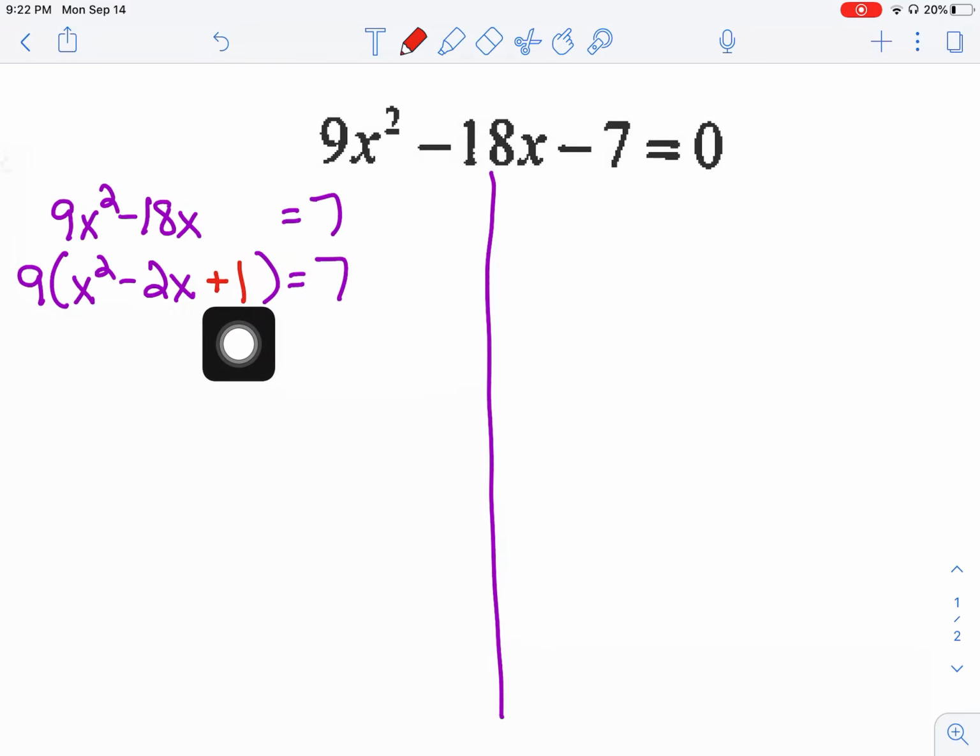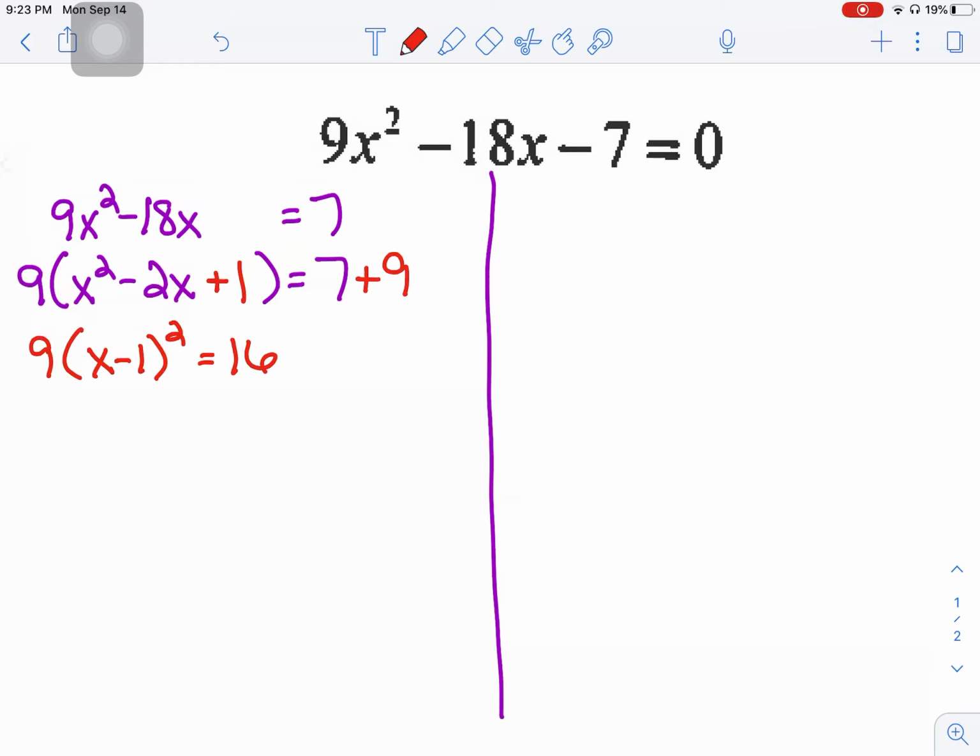Now, you've added 1 inside the parentheses, but there is a multiplier of 9 outside the parentheses. So 9 times 1 means on this left side, I've actually added 9. So that's what I need to reflect on the right side. So it's going to be plus 9 here. Okay? So complete the square from here. That 9 isn't going to change. X squared minus 2x plus 1 would be x minus 1 squared equals 7 and 9 is 16.